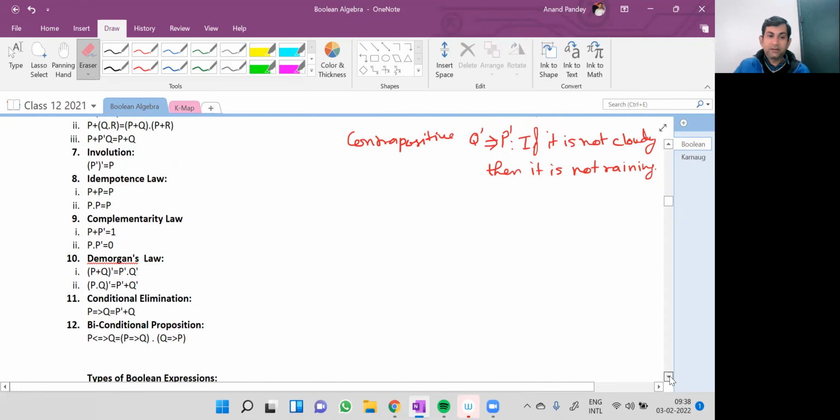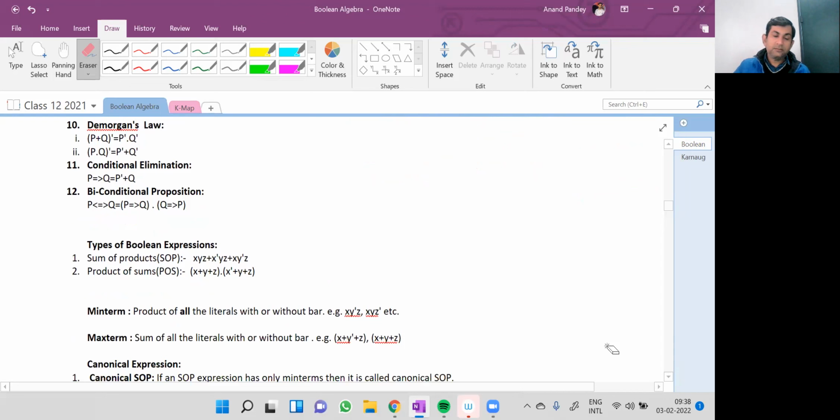Okay. Now next is De Morgan's law. De Morgan's law is named after De Morgan. कोई जिन्होंने इन्वेंट किया उनका नाम कुछ समथिंग De Morgan था, उन्हीं के नेम पे इनका नाम De Morgan's law हो गया. So what is De Morgan's law? P plus Q whole dash. I am talking about whole dash.